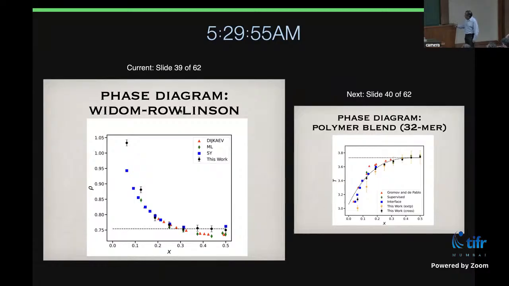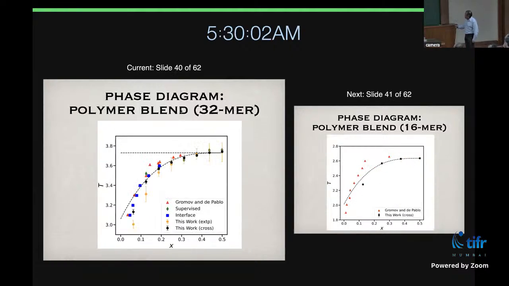So this is for the Wyndham Rollinson. You got the ML works as well as the other things. Here's one for the polymer blend. And again, get good agreement with all these other methods.